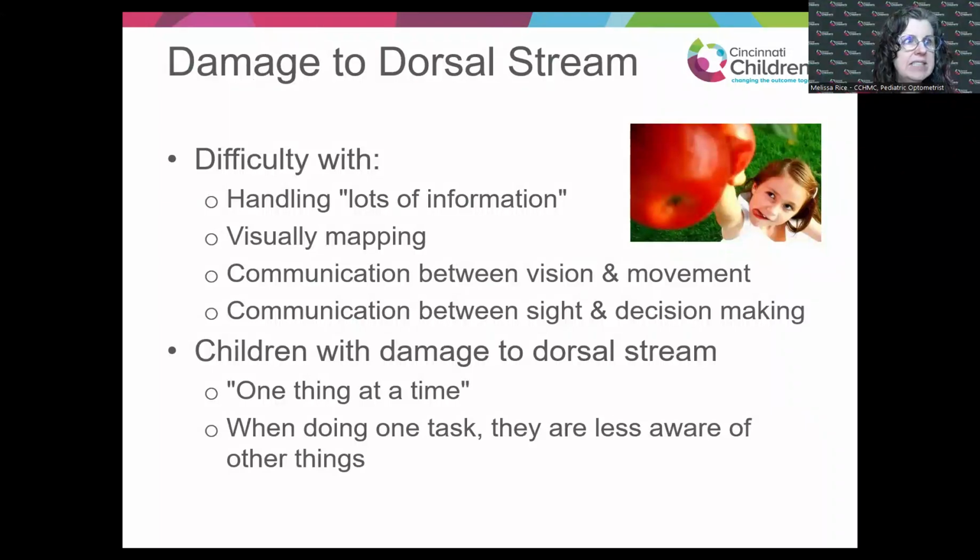And when we have damage to it, you have difficulty handling lots of information at the same time, and then visually mapping where you're going in space. So that could get in the issue of orientation and mobility, like navigating through schools if they're school age, communication between vision and movement, and the communication between sight and decision making. So children with that damage are one thing at a time. They're kind of like babies, like infants, where they're one thing at a time, right? And when they're doing one task, they can be less aware of other things.